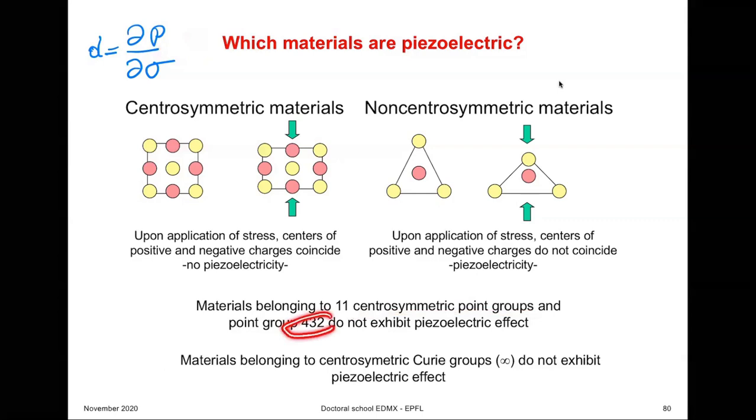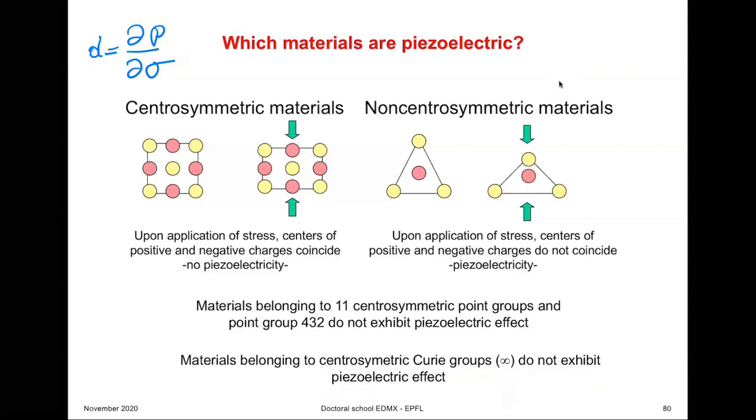And there is one point group, 432, which is non-centrosymmetric, but there are so many symmetry elements here that the piezoelectricity cancels. Also, materials that belong to centrosymmetric Curie groups, Curie groups are those which involve an infinity axis, as I will show a little bit later, also don't exhibit the piezoelectric effect. Now, the remaining 20 point groups and Curie groups which don't have a center of symmetry can all be piezoelectric. And that's illustrated here.